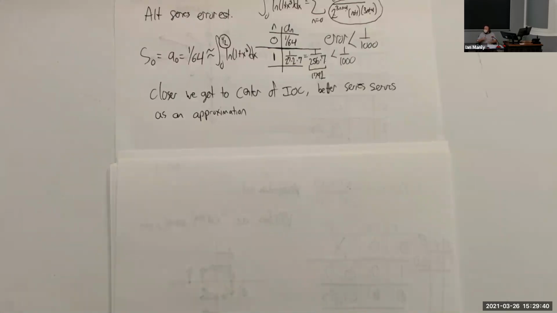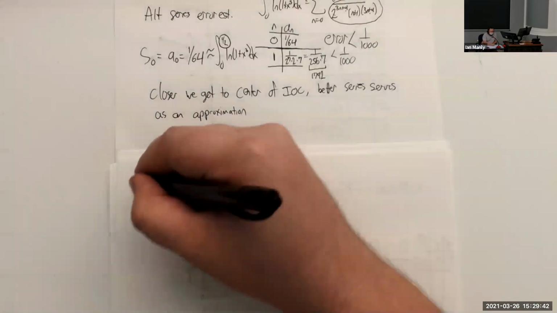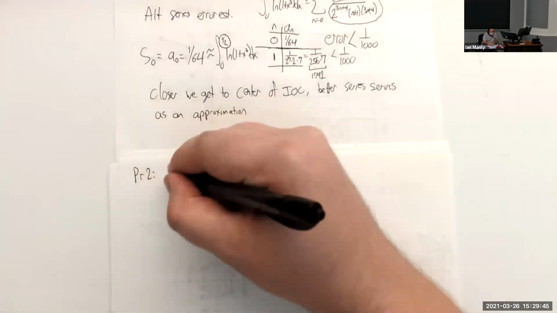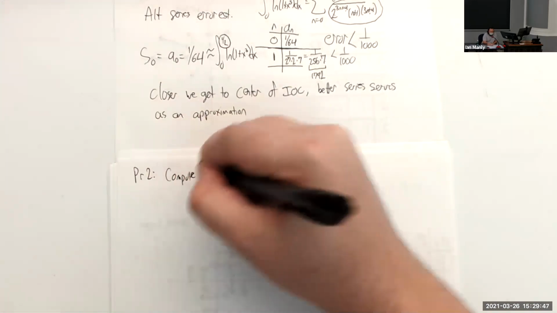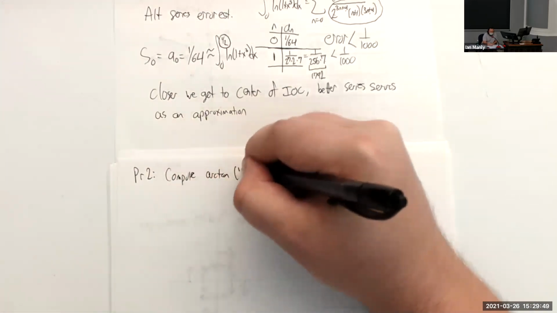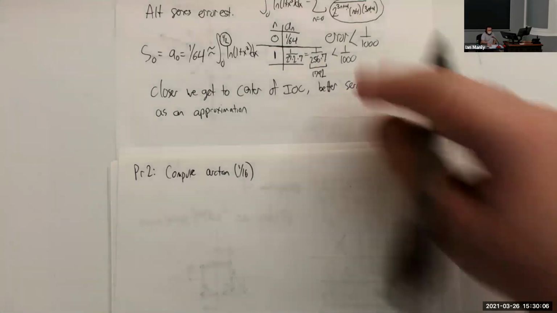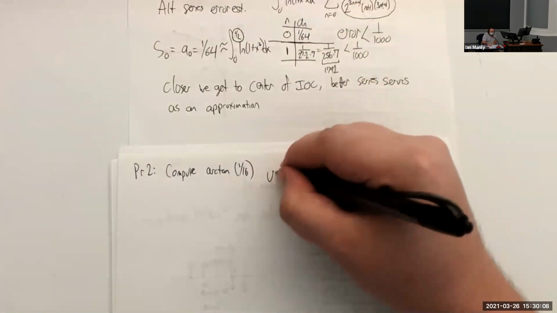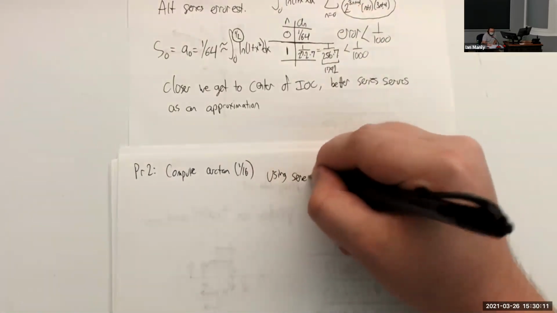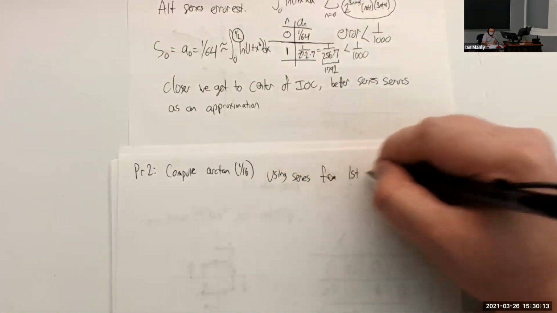So we're going to pretend to be a calculator here, and we're going to use this reasoning to compute arctan of 1/16. Now, I have no idea what arctan of 1/16 is. I know what arctan of 1 is. I know what arctan of √3 is, or 1/√3, because those are common values for arctangent, but I have no idea what arctan of 1/16 is. So how would we figure this out if we needed to know it? I'm going to compute this using the series from the first problem.